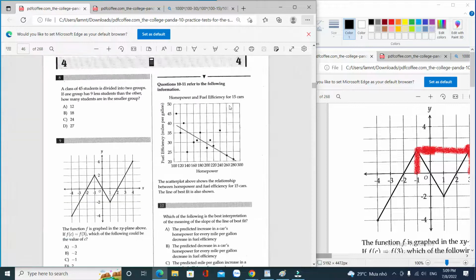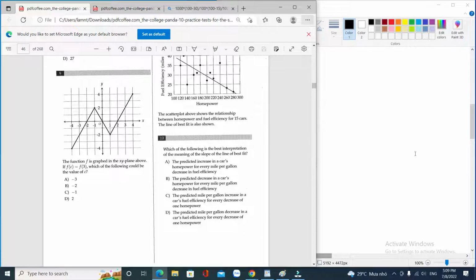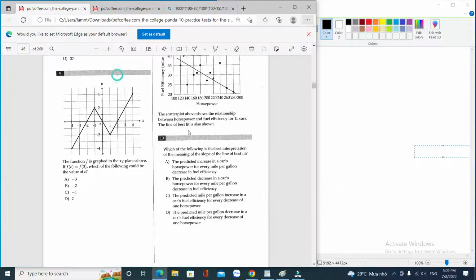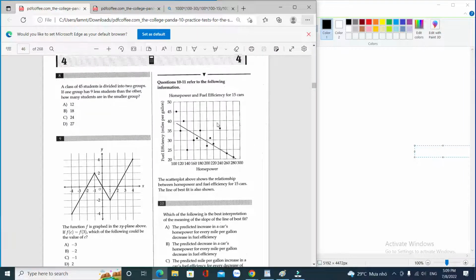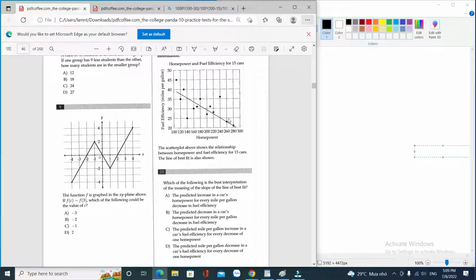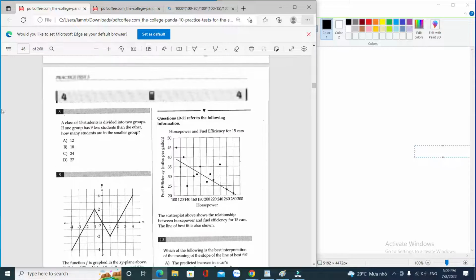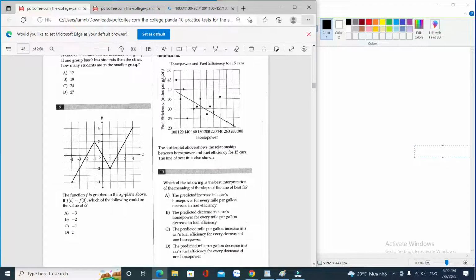10 and 11 are going to be on the map. Okay, so number 10 and 11. Horsepower versus fuel efficiency for 15 cars. They give you a scatter plot of horsepower versus fuel efficiency in miles per gallon for 15 cars. The scatter plot shows the relationship between horsepower and fuel efficiency for 15 cars.